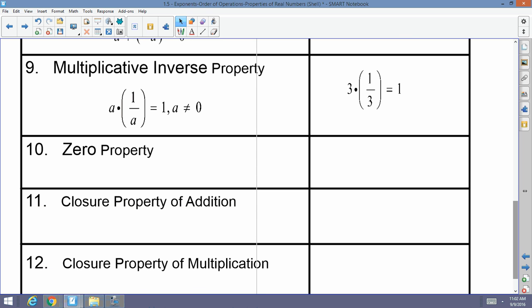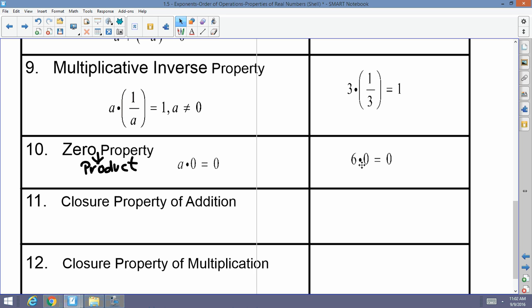Zero property. And actually, my bad, this should be called the zero product property. Okay? Sorry about that. And the zero product property states that A times 0 equals 0. It states that anything times 0 is 0. So 6 times 0 equals 0.